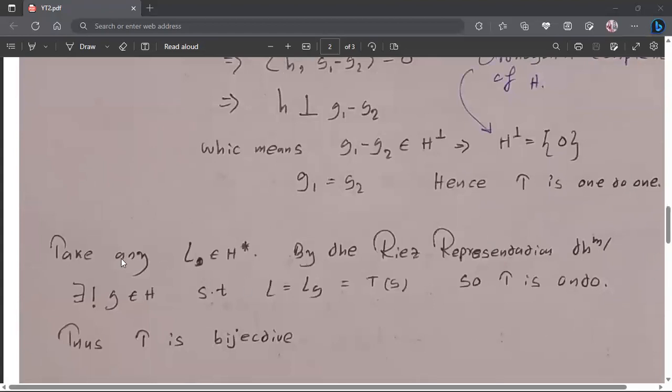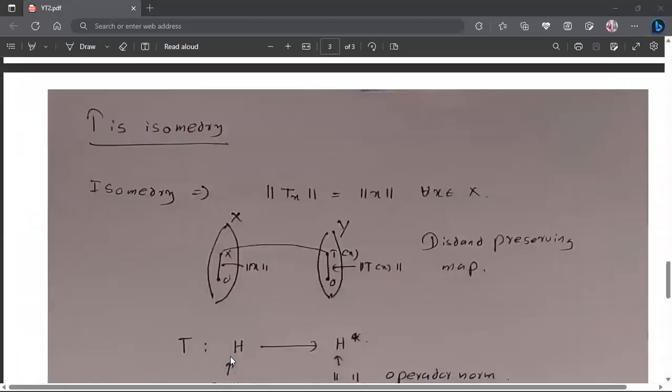Here the onto part directly comes from the Riesz representation theorem. So we pick any bounded linear functional in H star, and we have to show that there exists a unique g in the Hilbert space, the domain of the function T, such that this holds. So the Riesz representation theorem guarantees such a g exists. So T is clearly onto. Thus we conclude T is bijective.